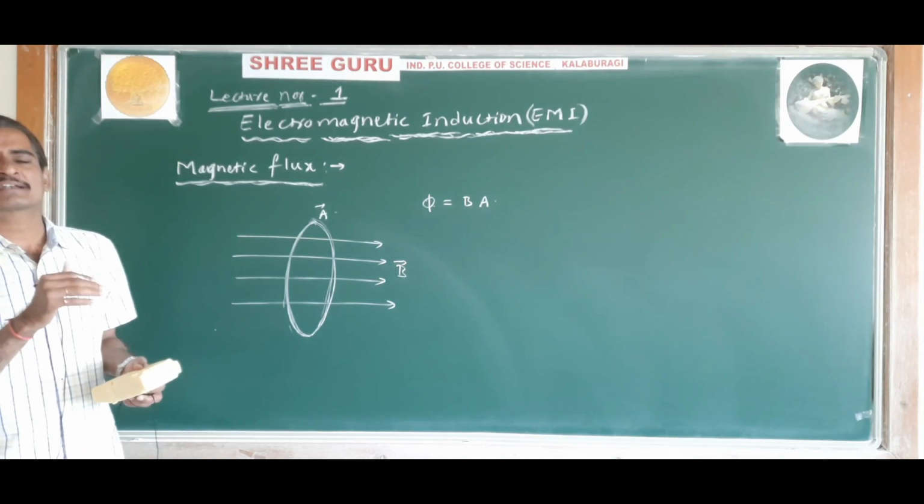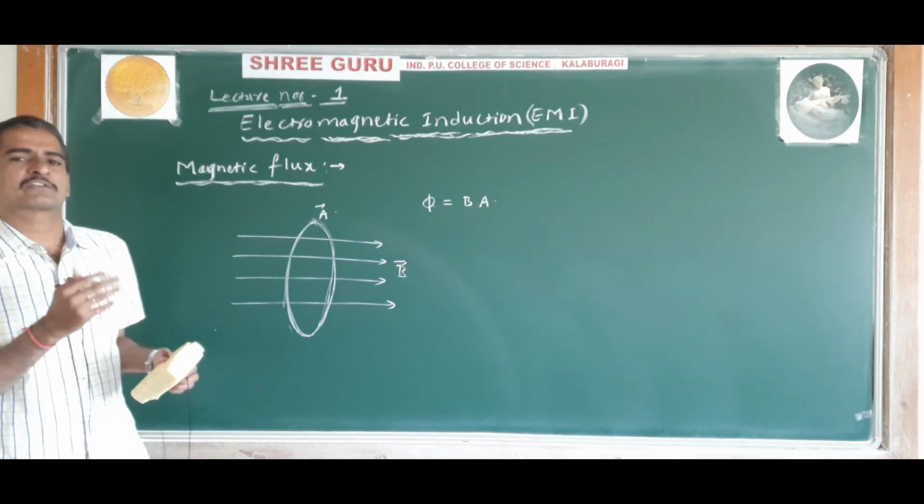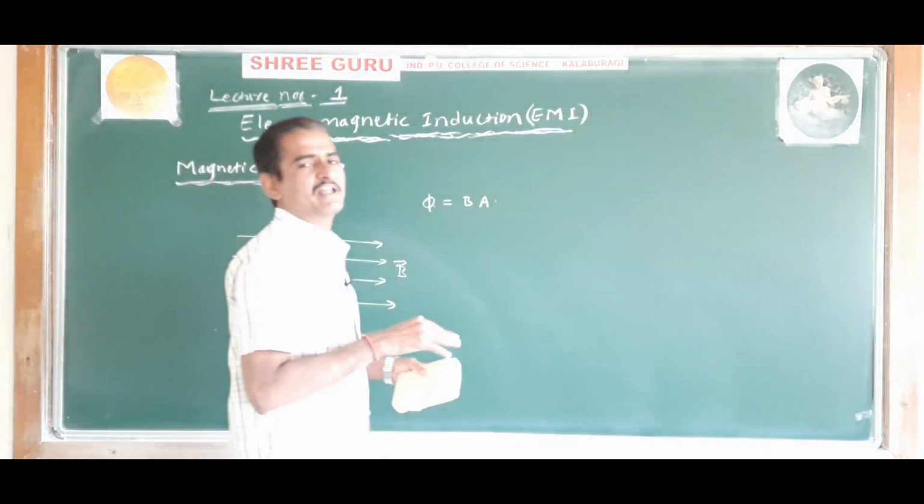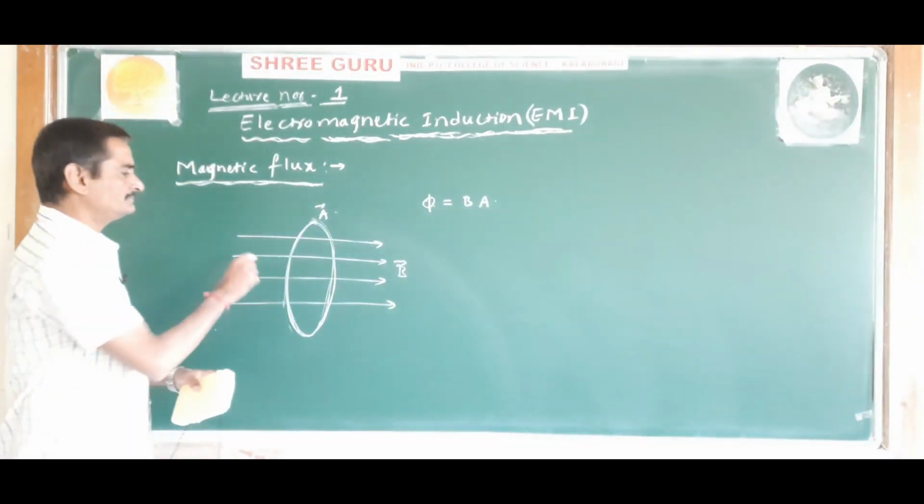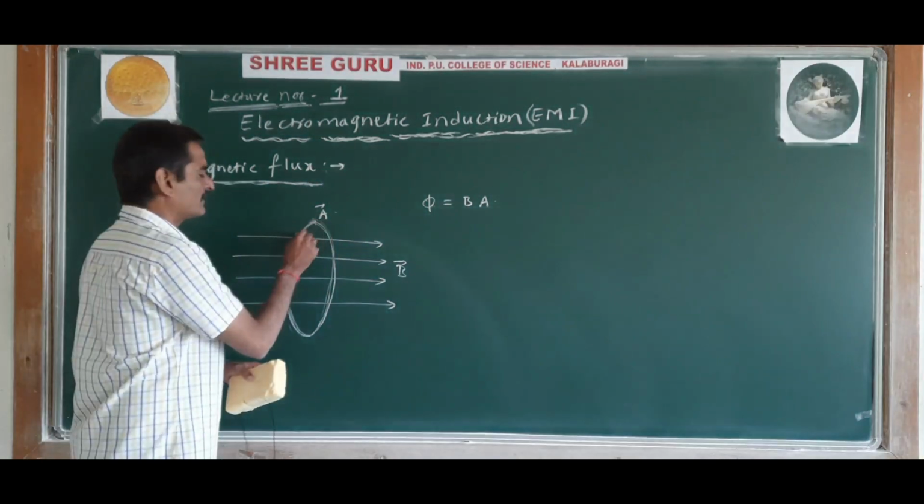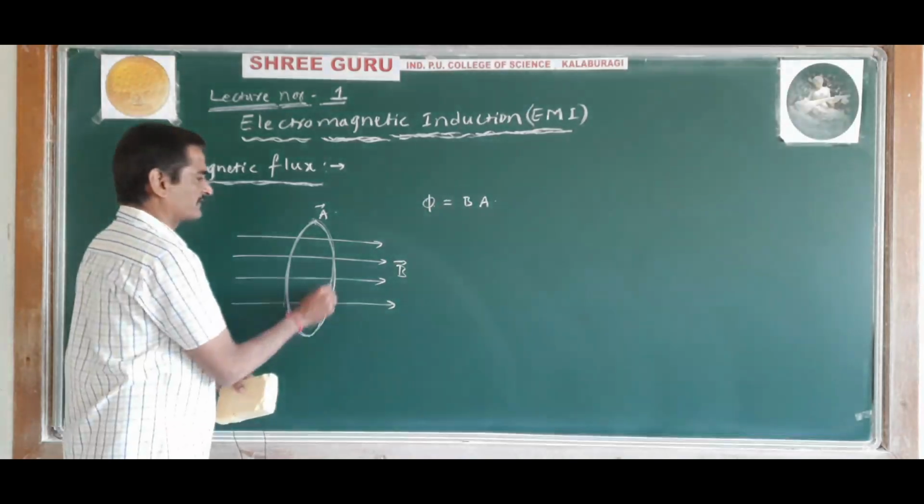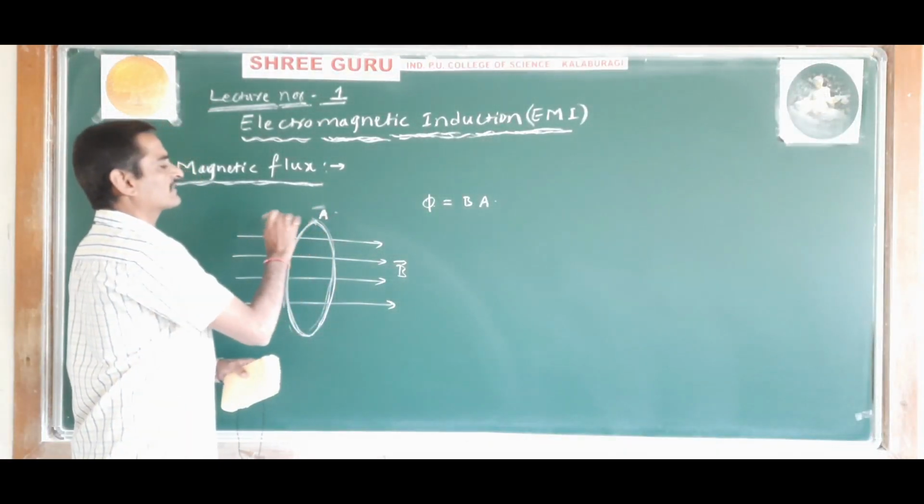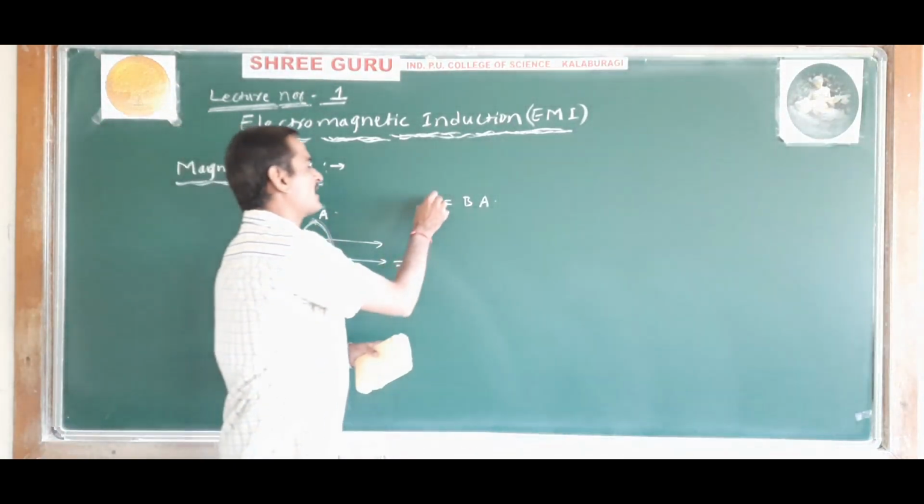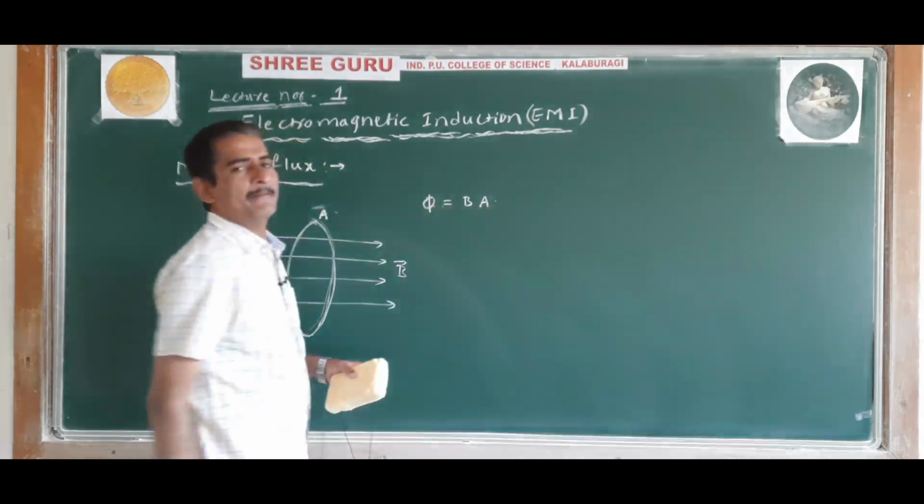The total number of magnetic lines of force passing through a surface perpendicularly is called magnetic flux. Now, there is a uniform magnetic field. In that uniform magnetic field there is a surface. The area of the surface is A. Then the magnetic flux through that surface is given by B into A.